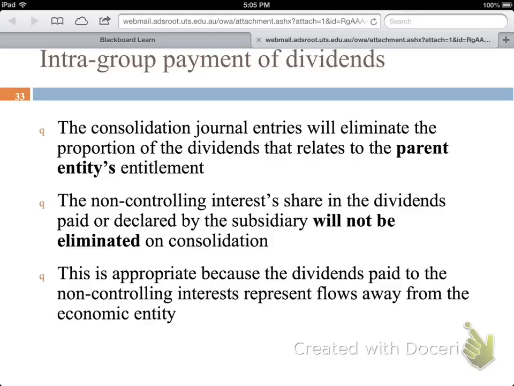With our elimination entry, everything stays the same for intra-group transactions except for dividends, and we've already looked at an example with dividends where you only eliminate the parent's proportionate share in the dividend. But with all the other consolidation entries, you will be eliminating 100% of the intra-group transaction, just as you saw with the lease on the asset, the accounts payable and accounts receivable, and the borrowings.